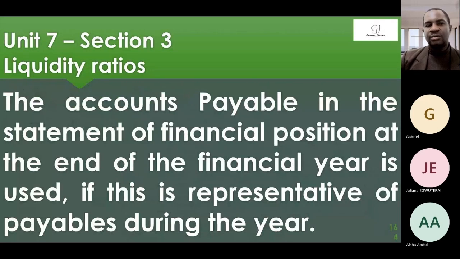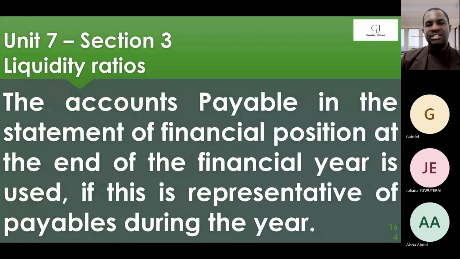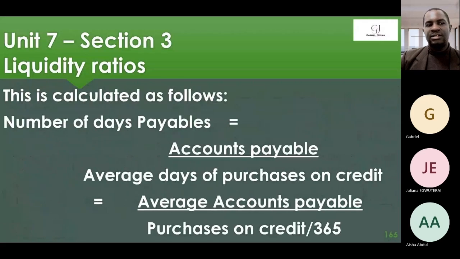Now, coming in with the accounts payable in the SFP at the end of the financial year is used. Also, the payables is the outflow, your payments in cash to your suppliers, those you owe. This is very, very important. The payables are very important. We just looked at Dankabir's payables. The average accounts payables at the beginning of the year and the end can be used also. It's the average that is the perfect picture, not just at the end of the year, that provides us the representative of the payables during the year.